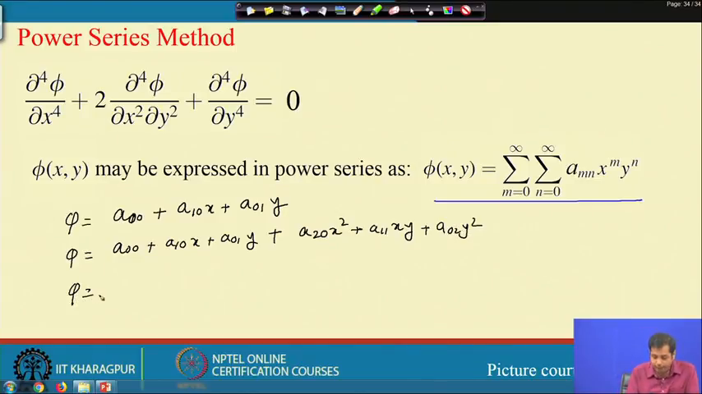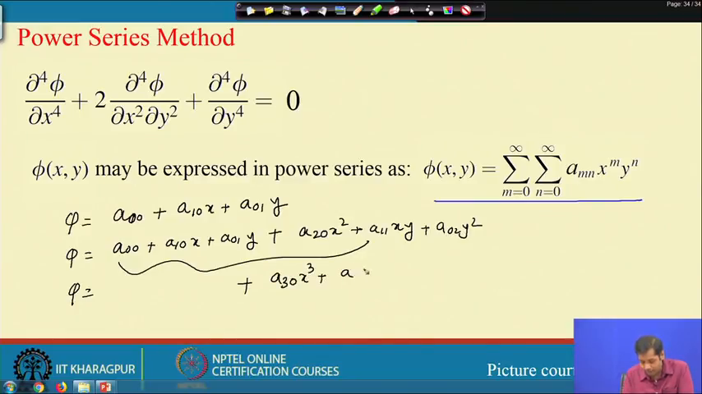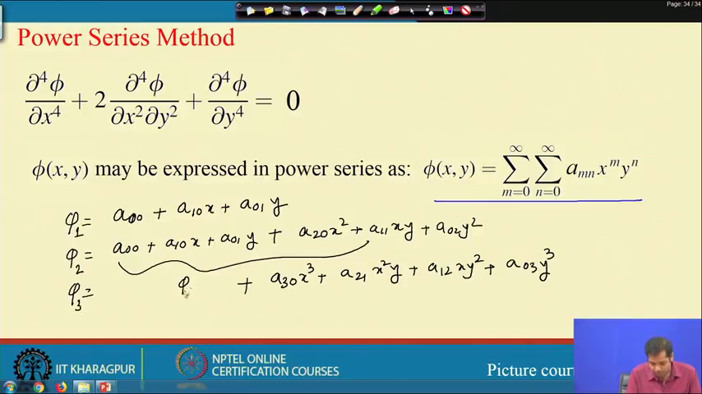Similarly, if we take phi as cubic, all these terms will be there, plus the additional terms A30 x cube plus A21 x square y plus A12 x y square and A03 y cube. Similarly, we can have fourth order: phi 1, phi 2, phi 3, and this will be phi 2 plus this. Similarly, if it is fourth order, fifth order, we can express this power series like this. These are essentially polynomials.